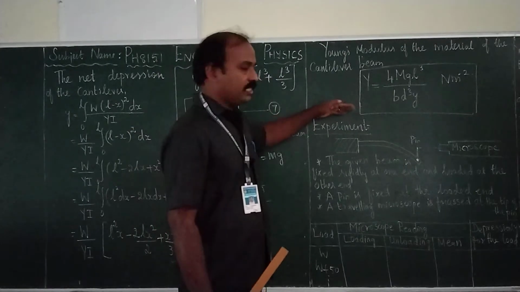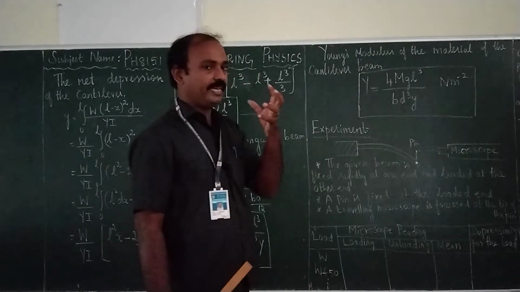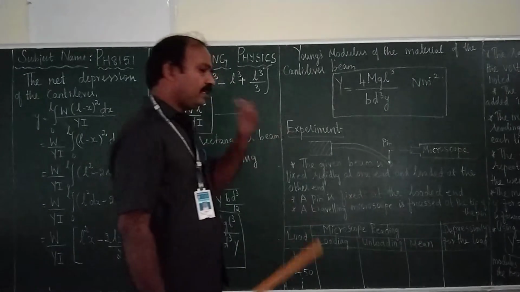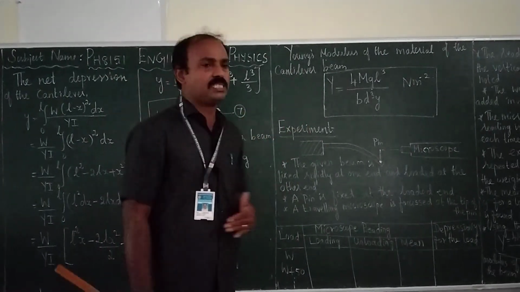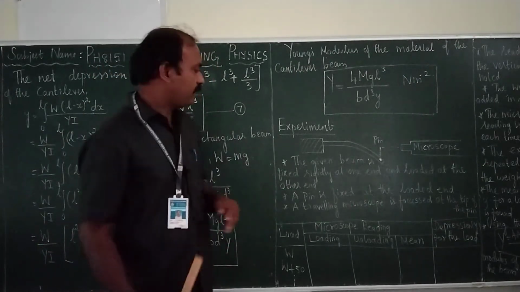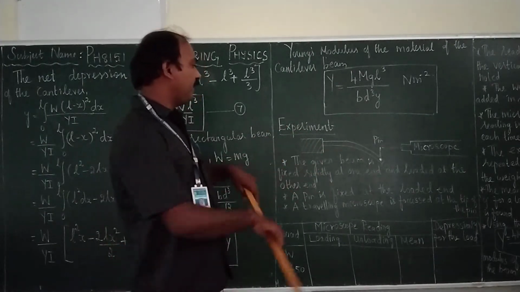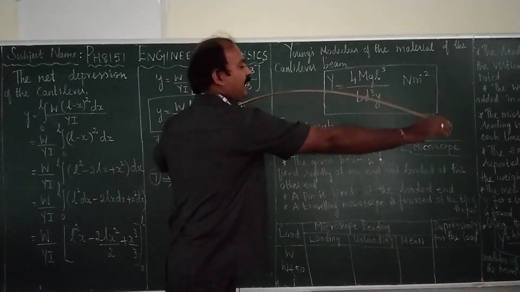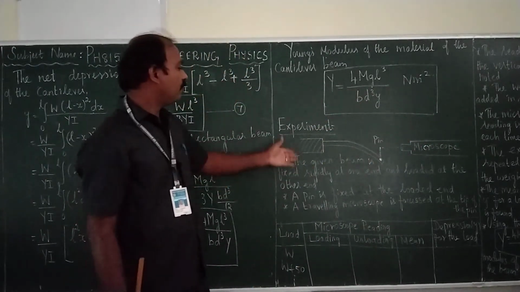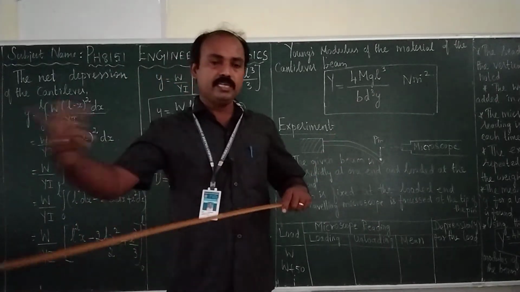So up to this, that is the theoretical derivation part, to derive Young's modulus of the material of the cantilever beam. Then you can find the same Young's modulus of the material of the beam with the help of an experiment. That experiment is explained here. Once again, the diagram shows the cantilever beam. Write this first: what is a cantilever? A beam which is fixed rigidly at one end and loaded at the other end.